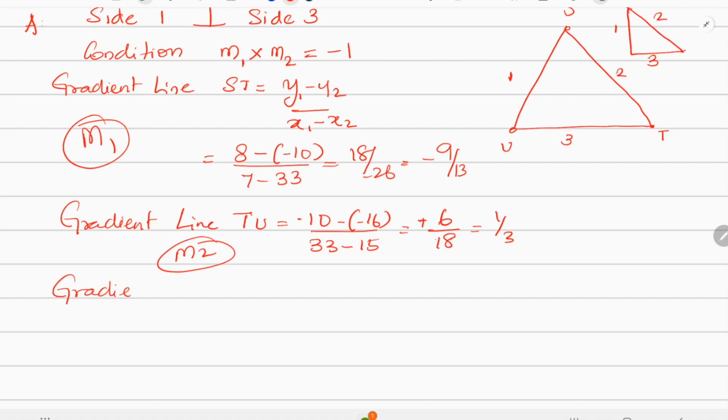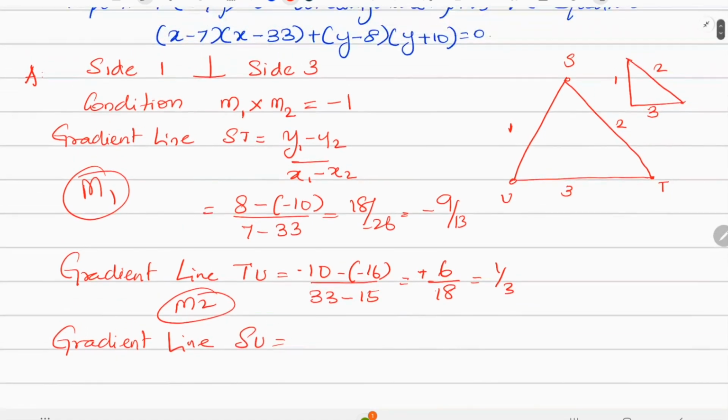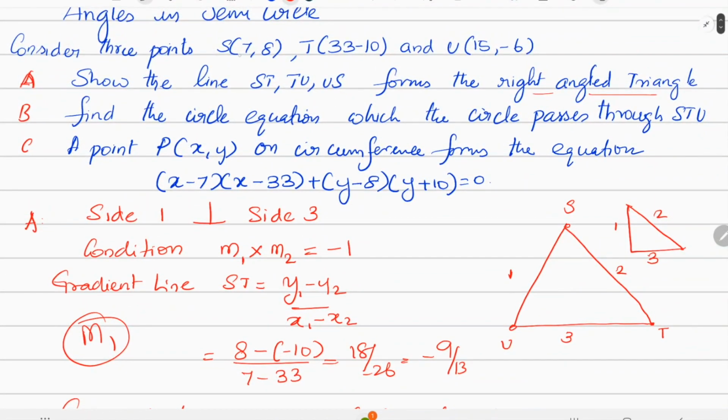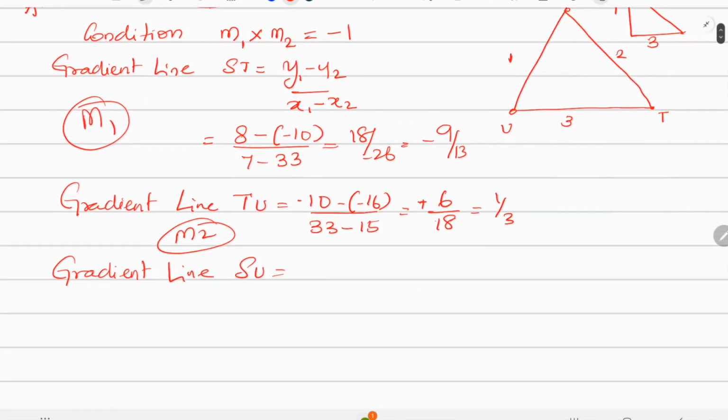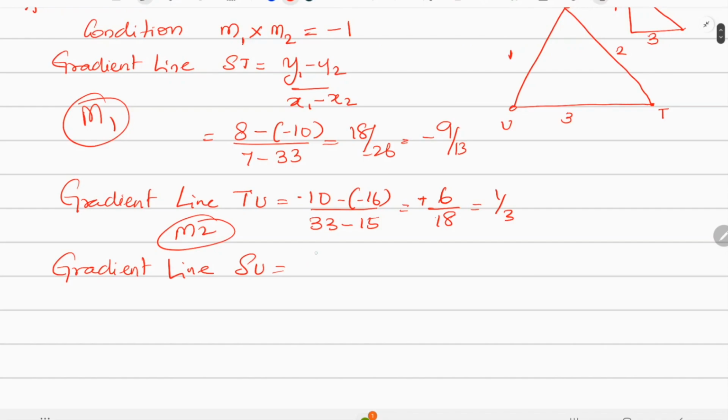Then the gradient of the third line SU equals, what is the SU? 7 comma 8 and 15 comma minus 16. So 8 minus of minus 16 divided by 7 minus 15 equals 24 by minus 8 equals minus 3. I can say this is m3.